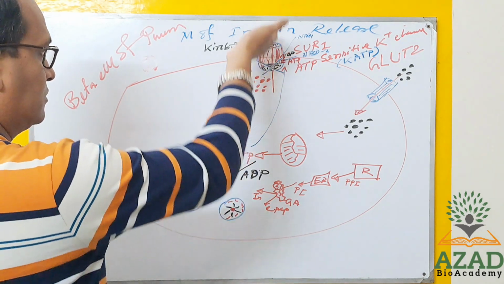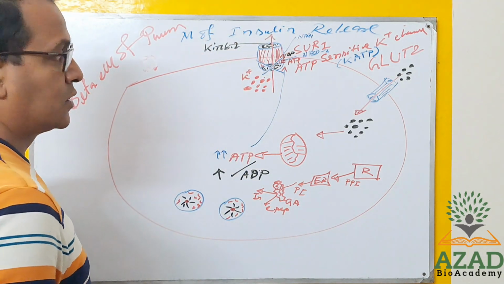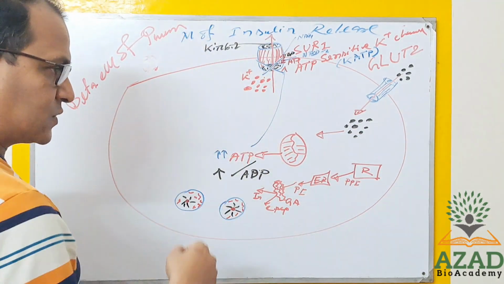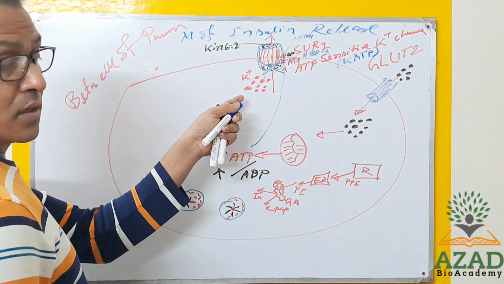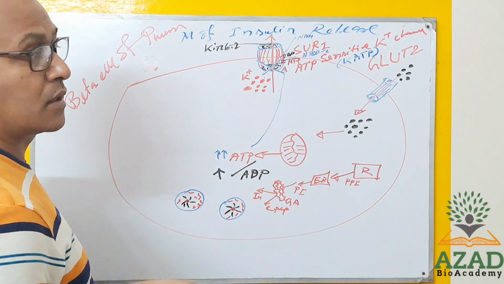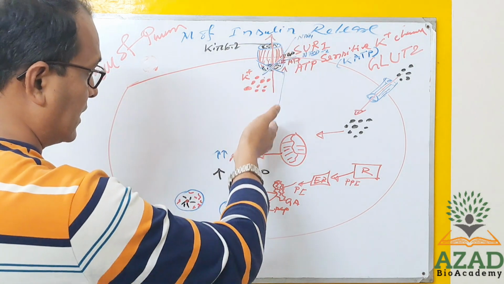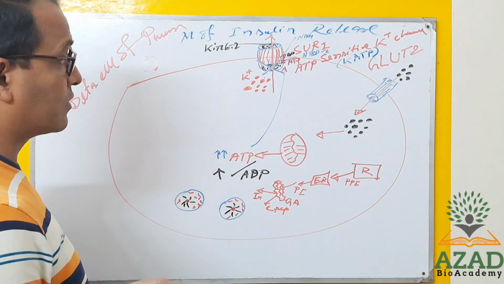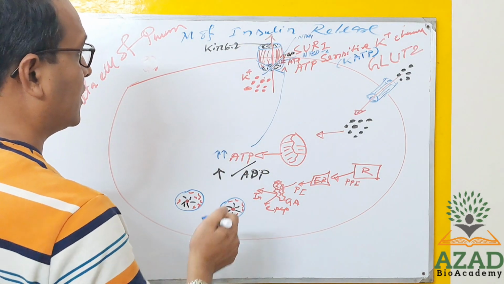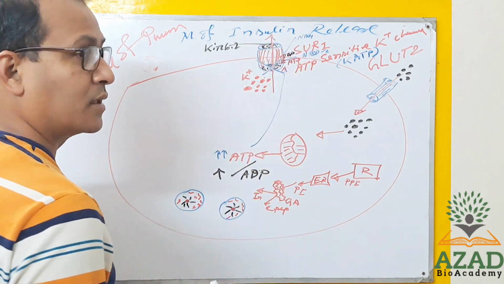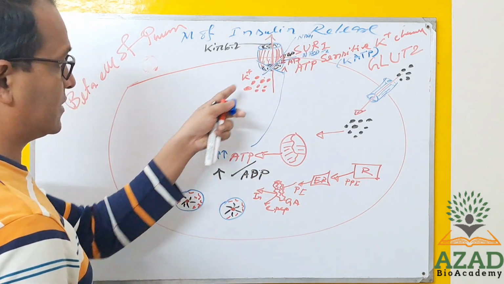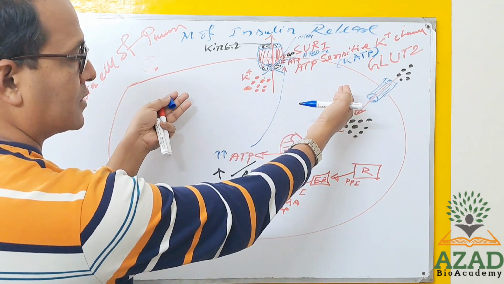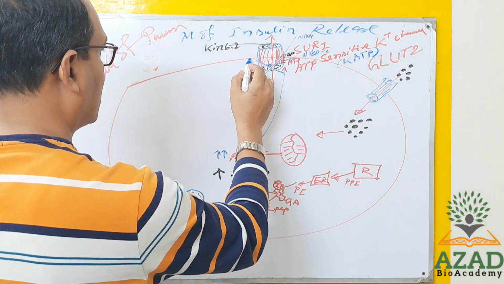So no exit of potassium. When in resting condition, potassium exits and just causes hyperpolarization. But now, after binding the ATP, the potassium channel is already closed, so what will happen? Hyperpolarization will be inhibited. Then what will happen? Inside the cell, potassium is in excess, the positive charge is in excess. So what will happen?